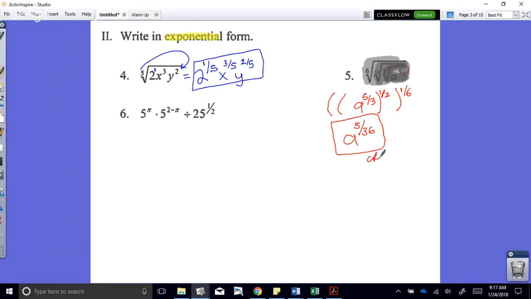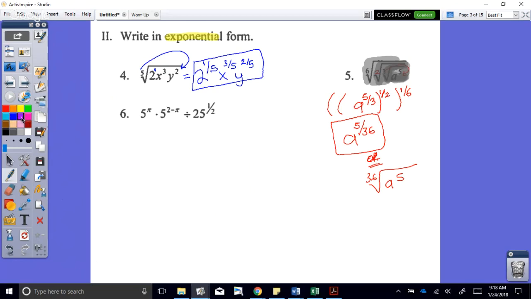And I will note, if the directions were different and it just said to simplify, I would take the 36 and put it back to the index. But because this problem says leave in exponential form, I would rather see 5 to the 1/36. But if you wrote it this way, it's an equivalent answer.